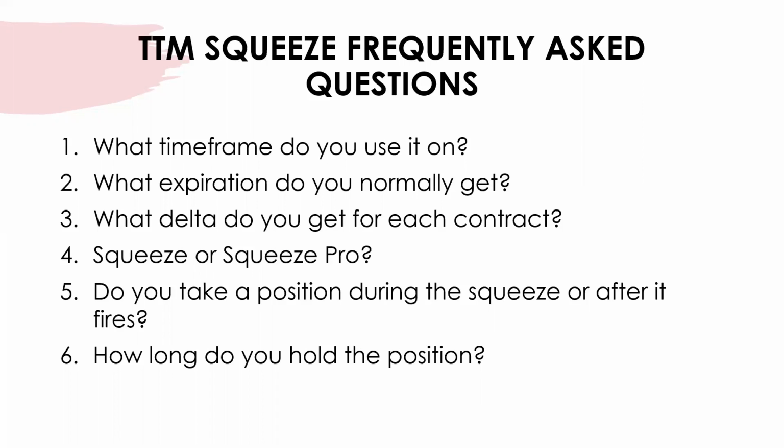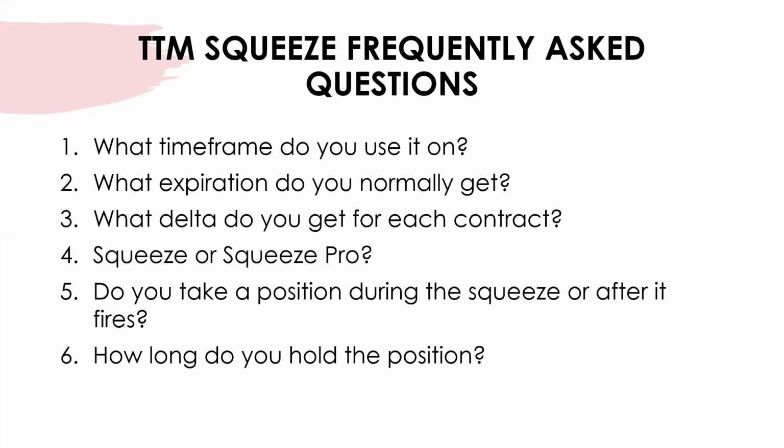What expiration do you normally get? So John Carter says the move lasts 5 to 8 bars. So if I'm entering on a daily time frame, that means the move lasts 5 to 8 days. If I'm entering on a weekly time frame, that means the move lasts 5 to 8 weeks. So I'm picking an expiration that can endure the time of the move.